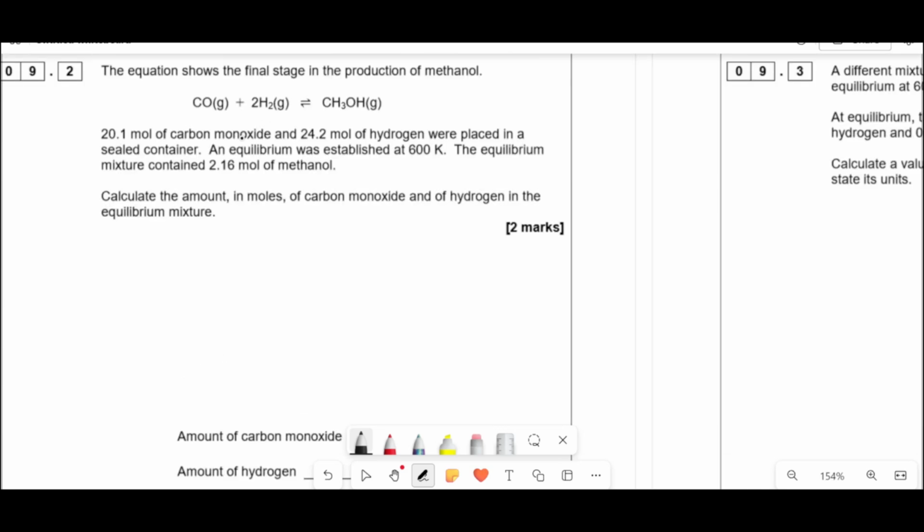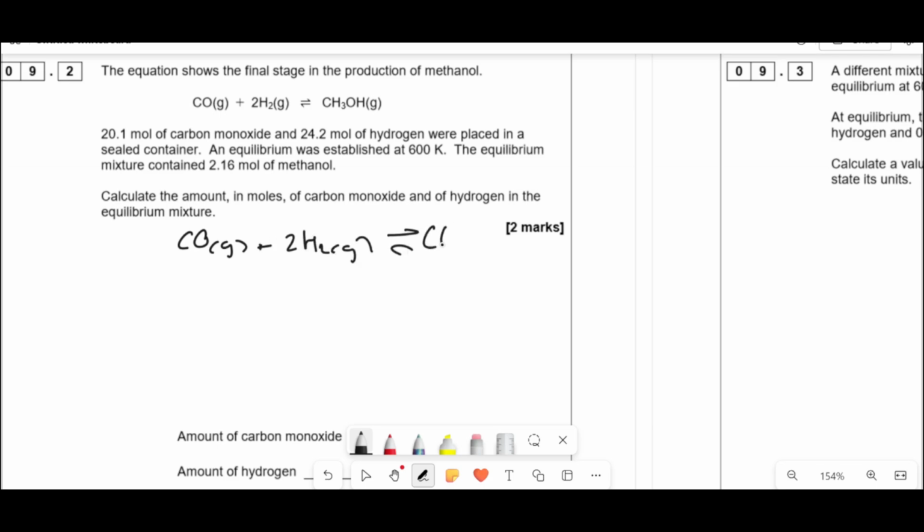This equation shows the final stage in production of methanol. 20.1 moles of carbon monoxide are placed in a sealed container, and equilibrium is established at this temperature. The equilibrium mixture contains that much methanol. Calculate the amount of moles of carbon monoxide and hydrogen in the equilibrium mixture. So don't jump in just doing like, oh, it must be a 2-to-1 ratio. It doesn't work like that.